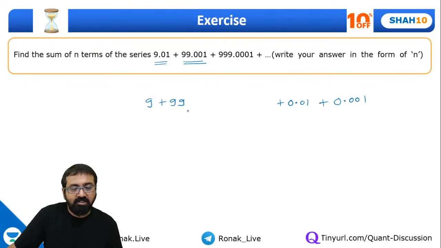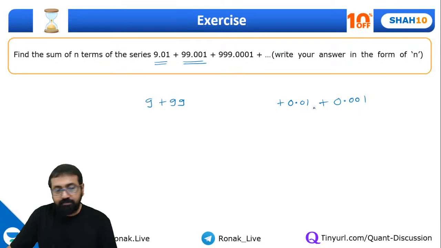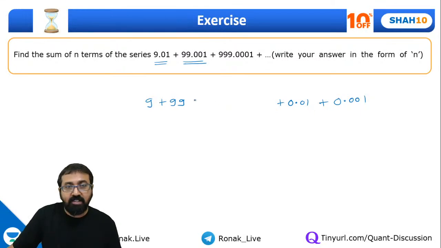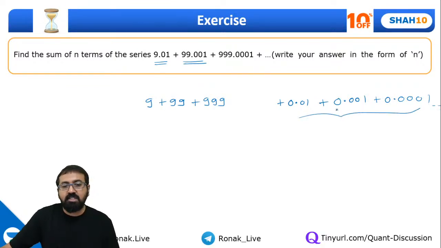Now can you see something over here? At least a GP is forming. Yeah. No, Robin, that's fine. 60 score is good. Okay. Then same way 999. And this will be 0.0001. Okay. And so on and so forth. So I can straight away make out this is a GP getting multiplied by 0.1.